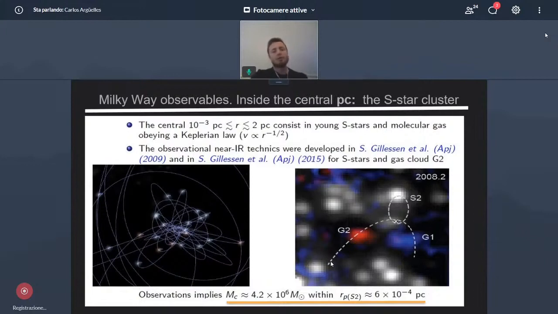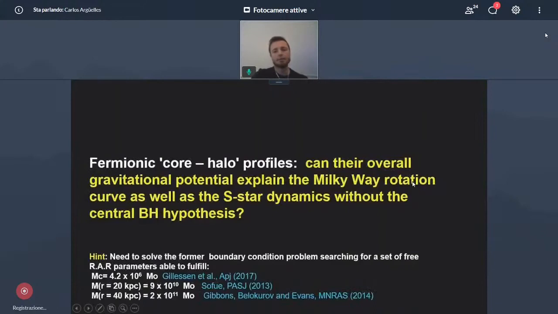So the objective here is to see if our core-halo profile, this novel core-halo profile of fermions, can explain the dynamics of these stars. Let's move to the next slide. So here is the main question which motivates all of our work: can the overall gravitational potential of this core-halo profile explain the Milky Way rotation curve as well as the S-star dynamics without the central black hole?